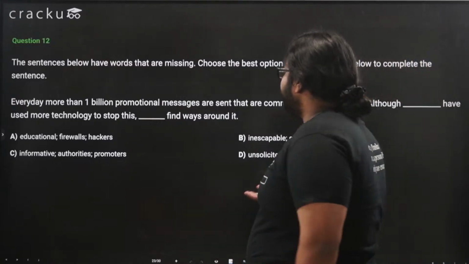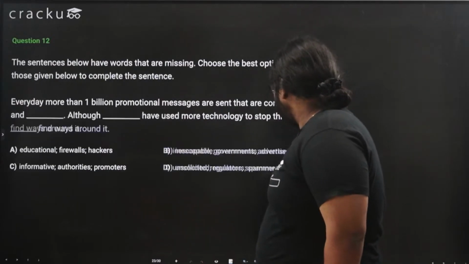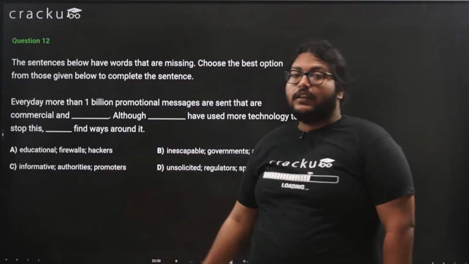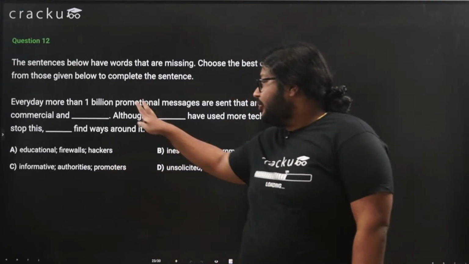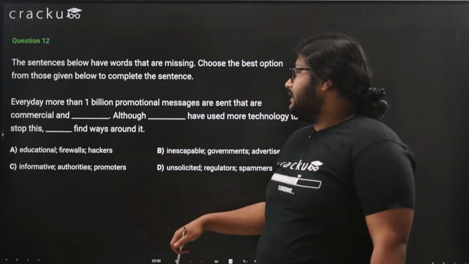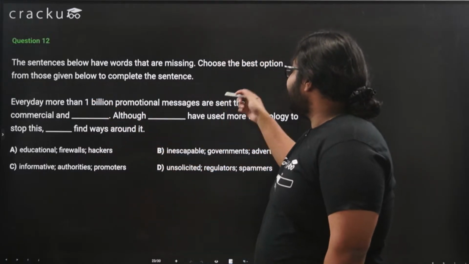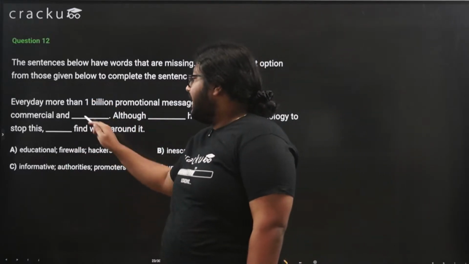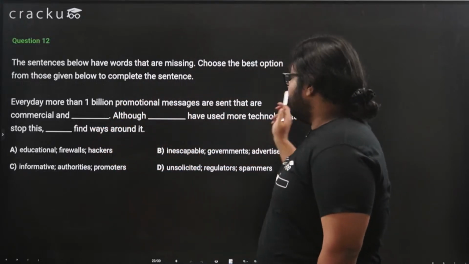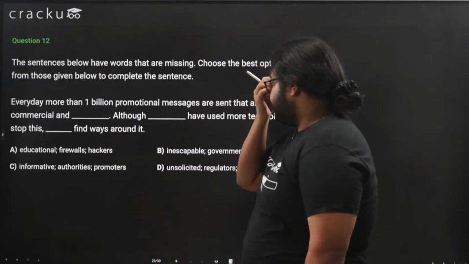Okay, so this is one of those questions where we have 3 blanks, 3 word choices. We have to figure out which group of words makes the most sense in the sentence. Let's read through the sentence. Every day, more than 1 billion promotional messages are sent that are commercial and dash. Although dash have used more technology to stop this, dash finds ways around it.